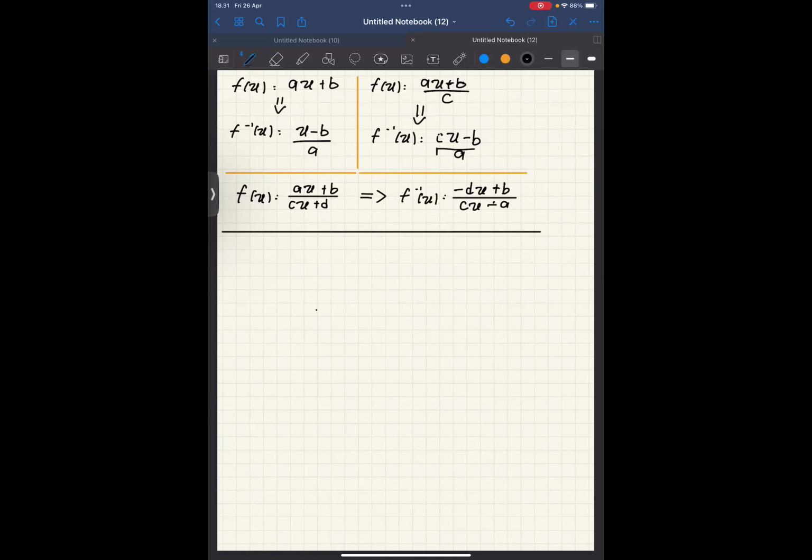So for instance, you have f(x) of 2x plus 3 over x plus 2. You can see here, the a here is 2, the b here is 3, the c here is 1, because there is no variable over this x, and the d here is 2. So for the inverse itself, it should be minus d, so minus 2x plus b, the b is 3, over cx, so 1x, we just write it as x, and minus a, minus 2.